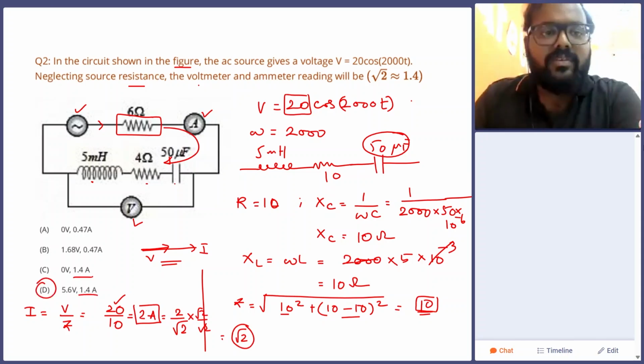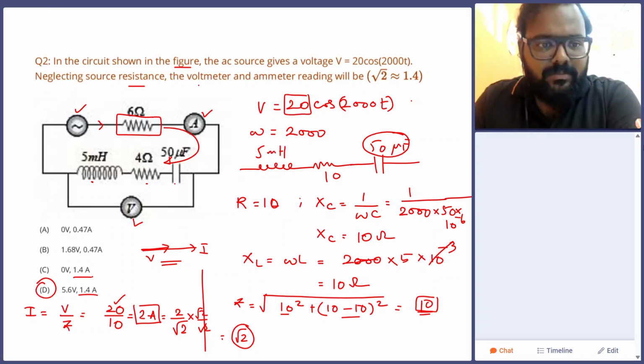But even then, how do we find it? Now, what is the potential I want? I want the potential across this.